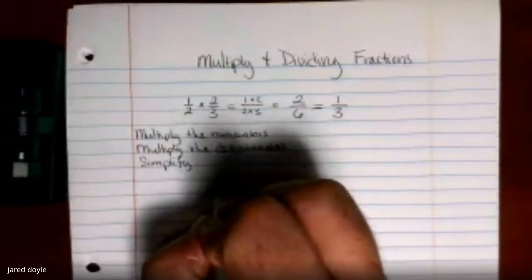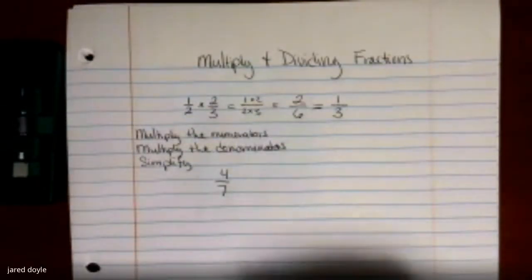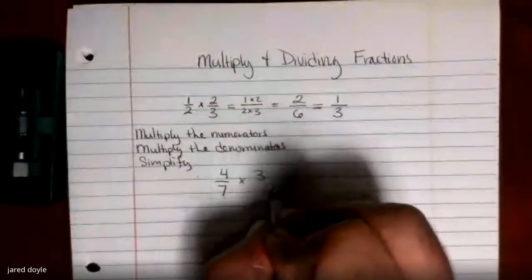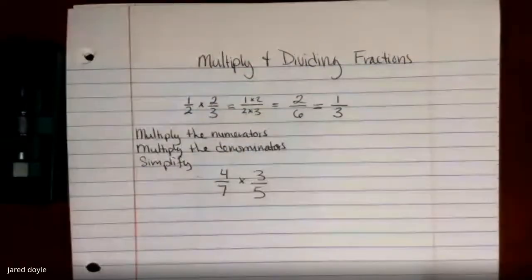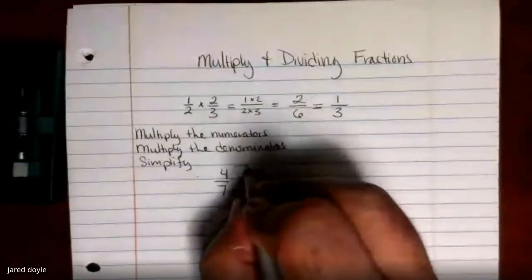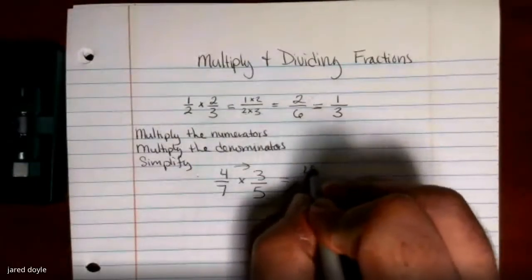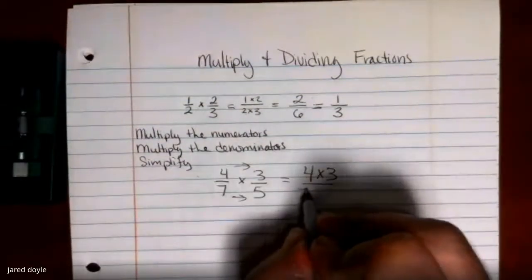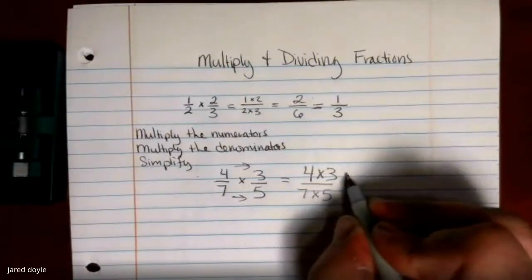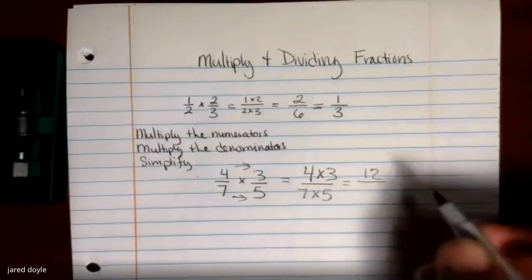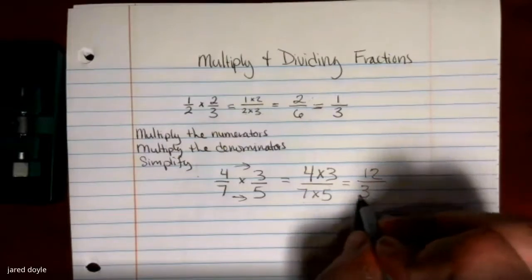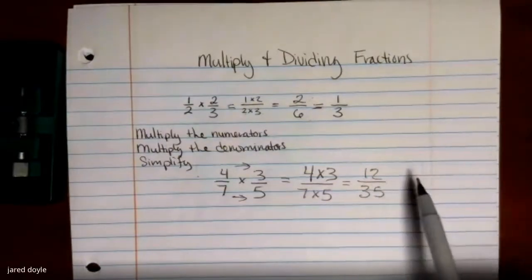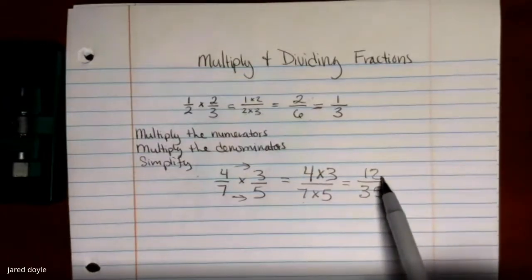Let's do another example of that. So our fraction will be 4/7, and we're going to multiply that by 3/5. And again, remember, multiply across the numerator. So you get 4 times 3. Multiply across the denominator. That's going to be 7 times 5. So 4 times 3 is 12, and 7 times 5 is 35. Now, I don't know of a number or factor of 12 and 35 that's the same. So this is already simplified, and we would just leave it like that.